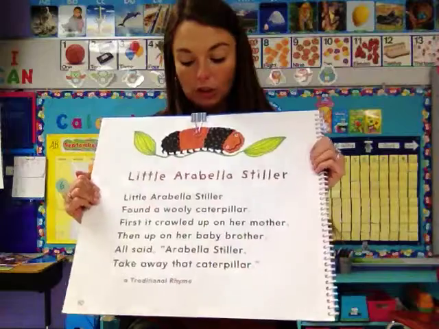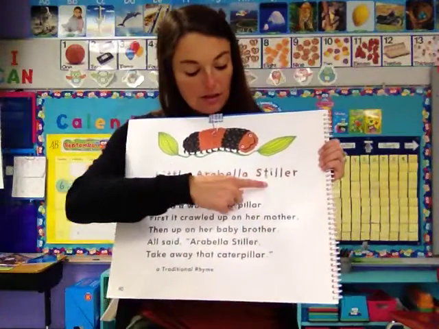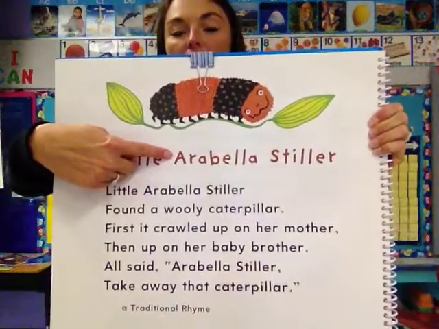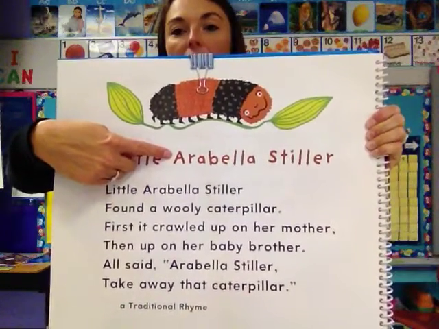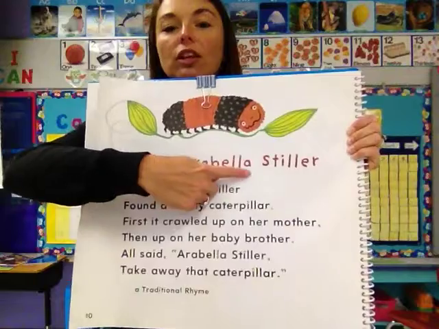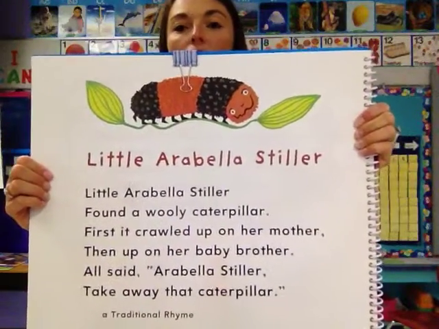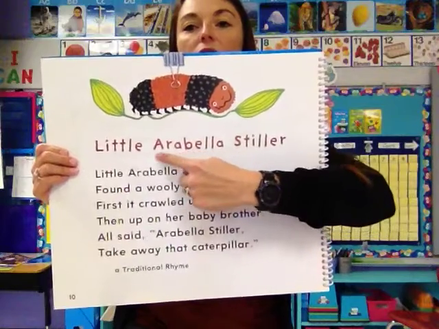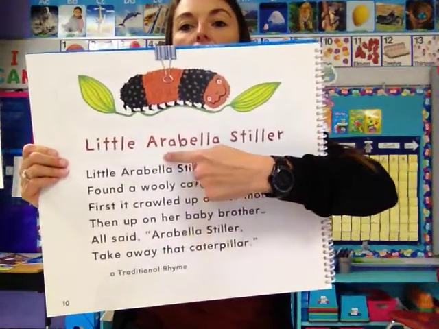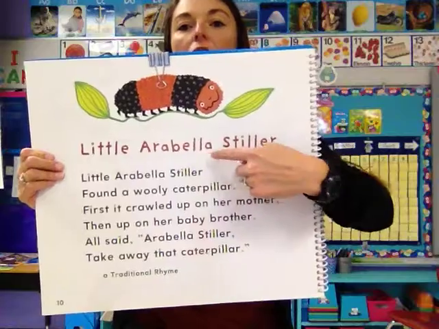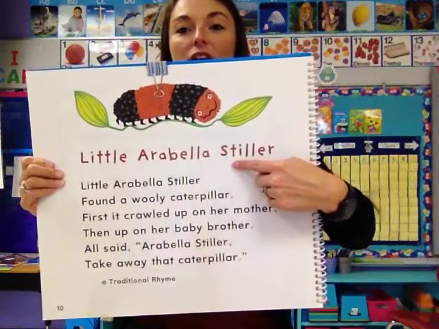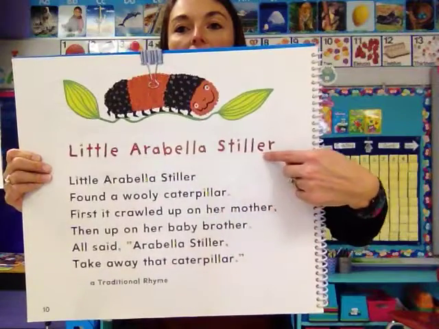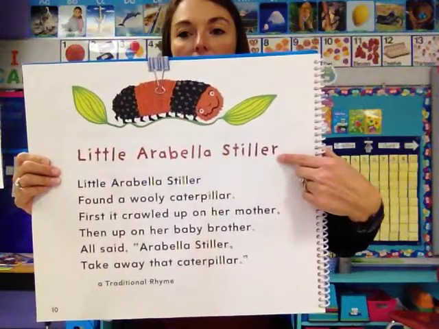So in the story, the little girl's name is Arabella Stiller. And if you notice, the first letter of her first name is uppercase A. All the other letters in her name are lowercase letters. So her first name is Arabella, which starts with an uppercase A. All the rest are lowercase. Her last name is Stiller. So Stiller begins with an uppercase S. All the other letters are lowercase.